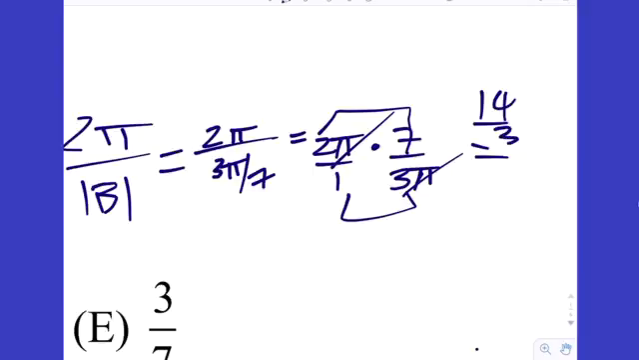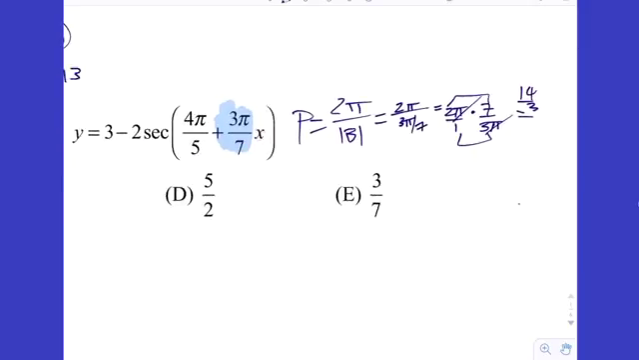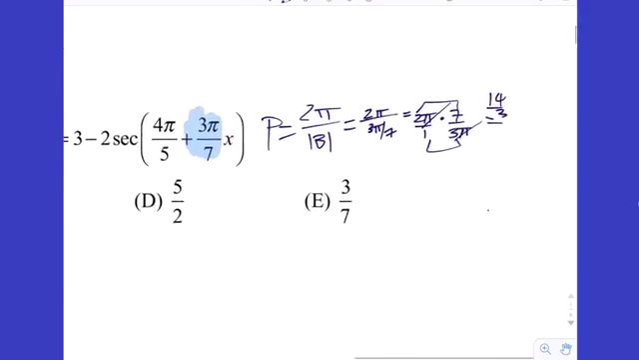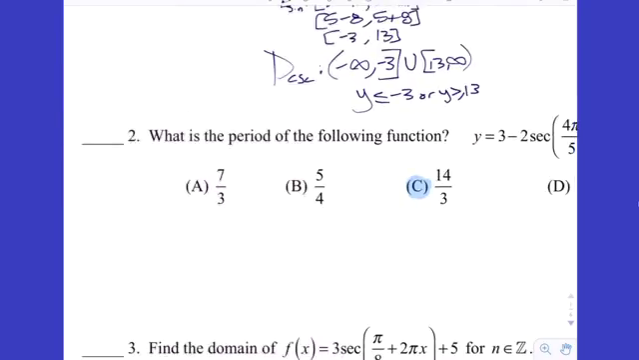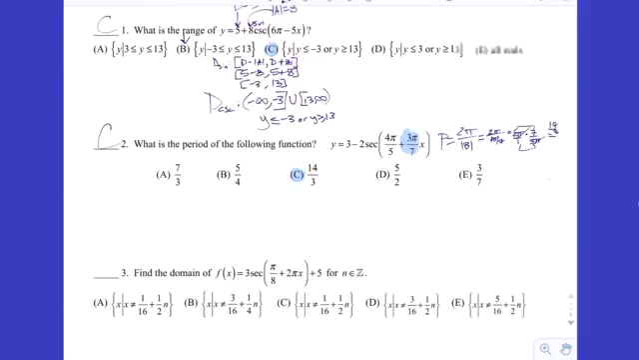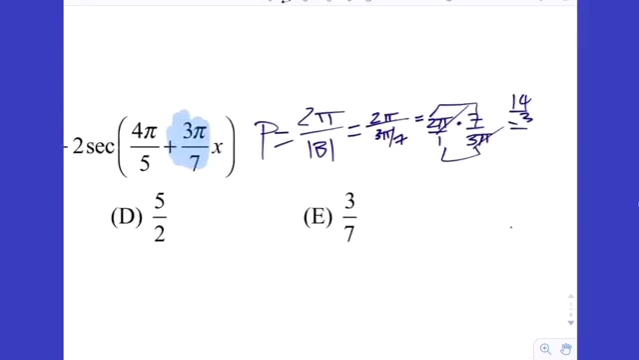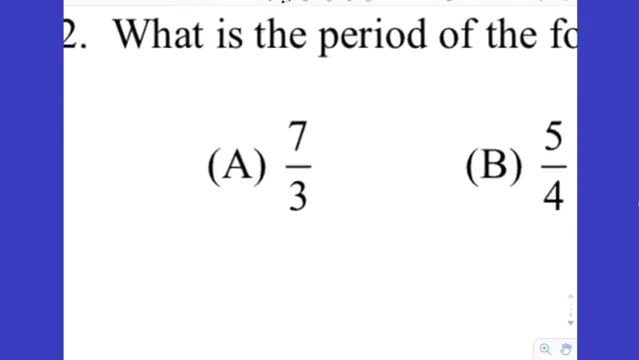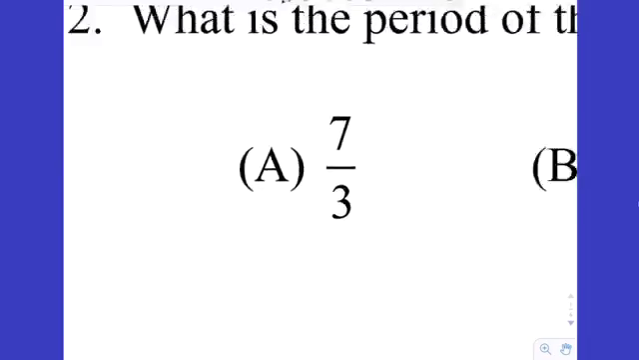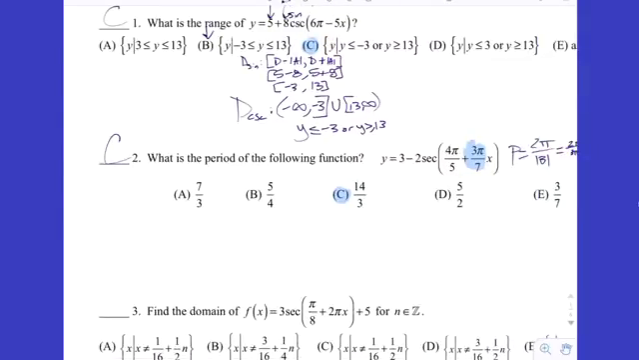14 thirds. And you're like, please be there, please be there. 3/7, no. 5/2, no. Hey, there it is. 14 thirds. Sweet. C. If you had used pi over b, you would have ended up with 7 thirds, which is answer choice A. So that's like the bait answer, right? Okay. Any comments, questions, or jokes about number 2?